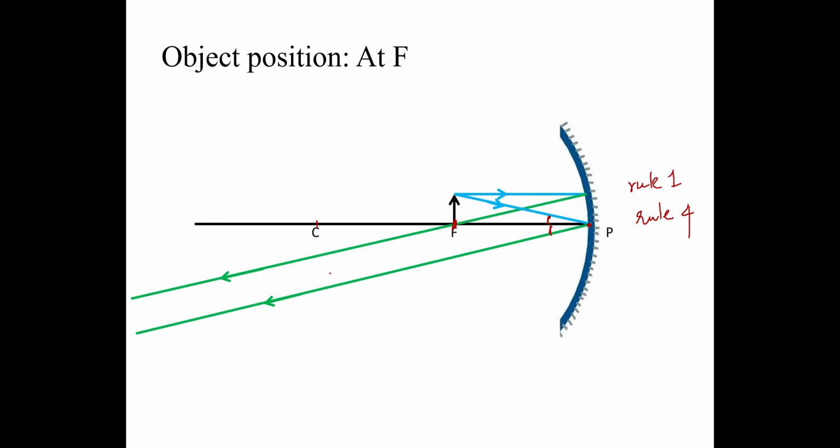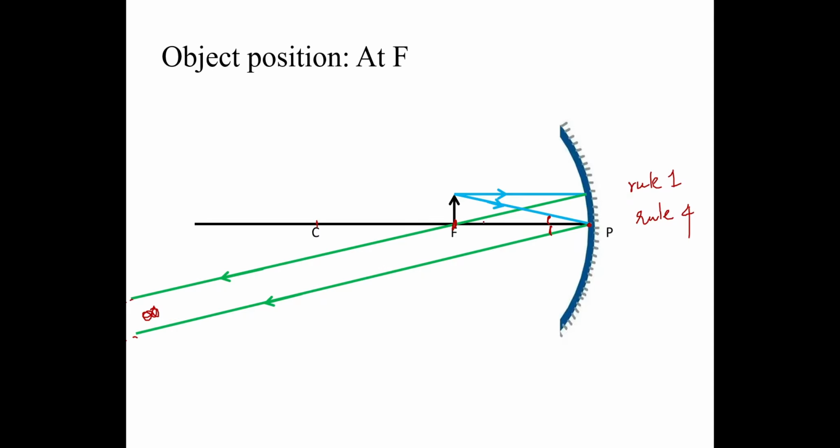Rule 3 also works here. So here you can see the rays are going like this, which means that the image will be formed at infinity. You will get your image at infinity, very far. Compared to this object position, your image will be very far.